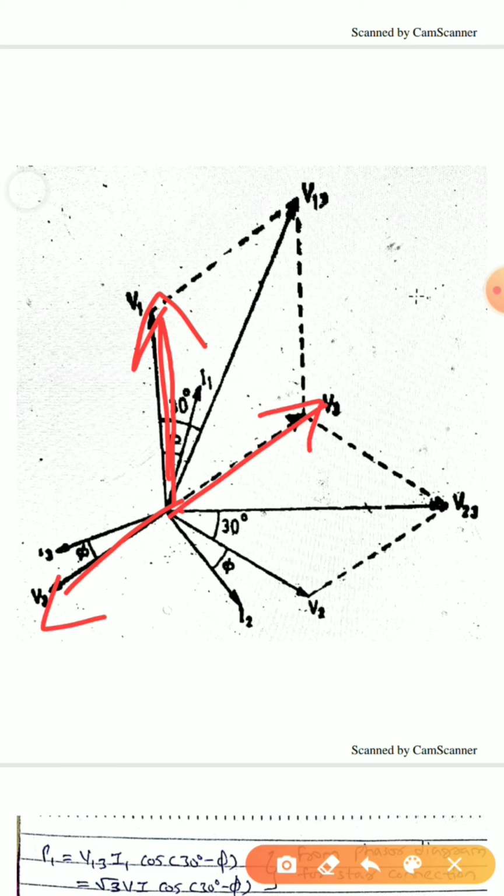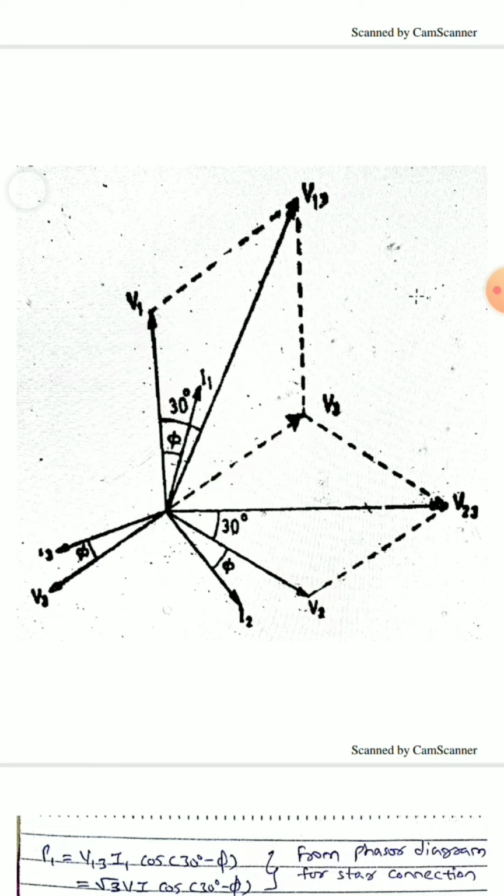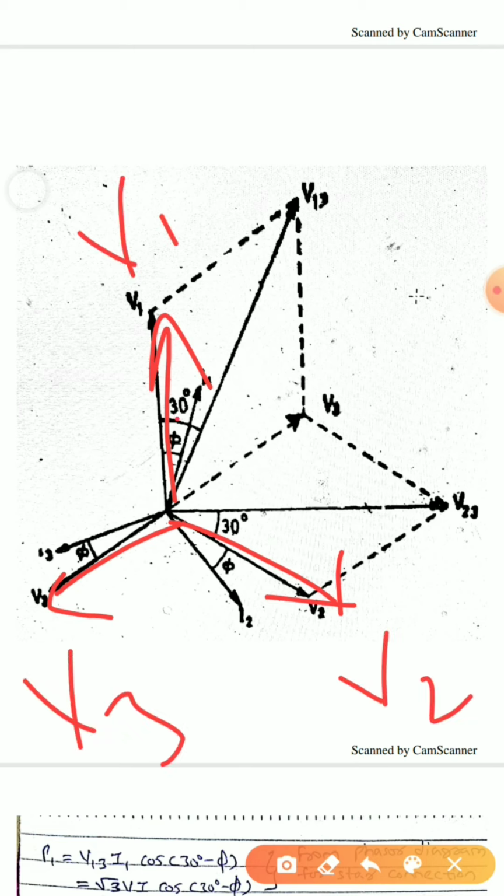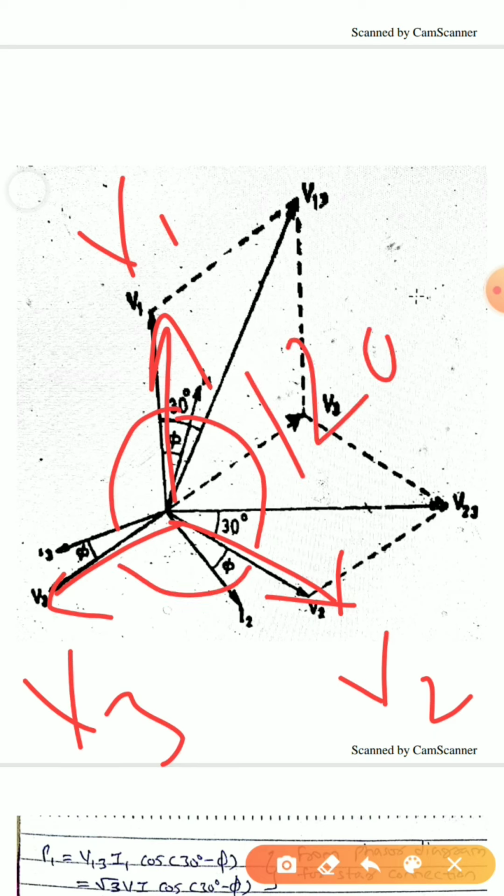Now this is V3. Just a minute. V1, V2, V2, V3. These are the 3 phases. Now here we can see that there is a phase difference of 120 degrees. Clearly, 120 degrees phase difference in between all the phases.